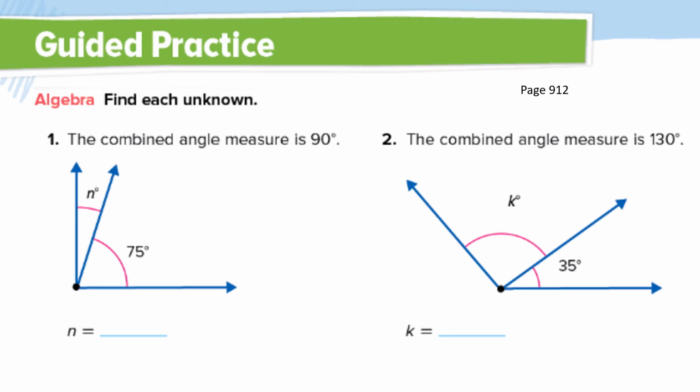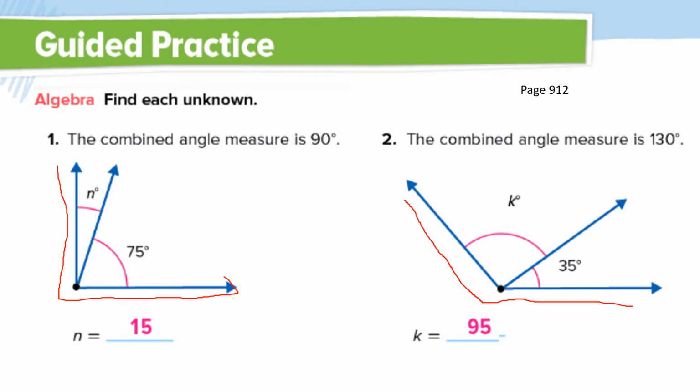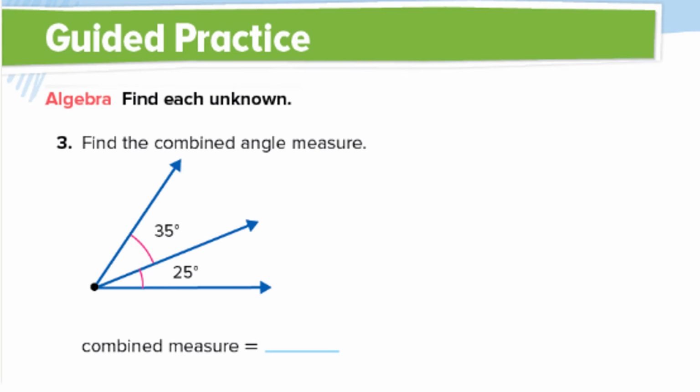Now on page 912, what I want you to do is see if you can complete 1 and 2. The combined measure of these two is 90, so you're finding 75 plus what equals 90, and the combined measure of this is 130, so 35 plus what is 130? Why don't you stop the video and write your answers down? Okay, do you have them? 75 plus 15 is 90 for number 1, and 95 plus 35 is 130 for number 2.